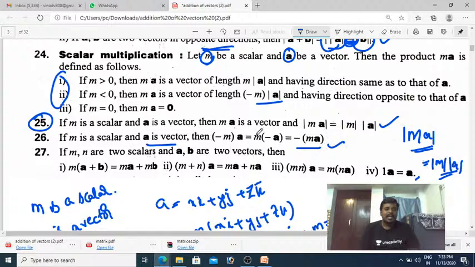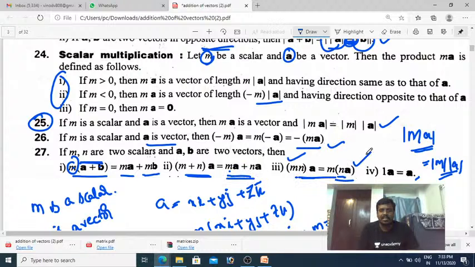Now m, n are two scalars and a, b are two vectors. Then m of a plus b is ma plus mb. This is one scalar multiplied with two vectors. m plus n of a is m into a plus n into a. mn of a is m of na. This is also true, because m and n both are scalars.